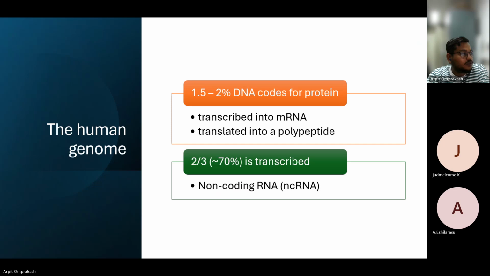Okay. As we know, the human genome has a lot of DNA base pairs. Only 1.5 to 2% of that codes for protein, and around two-thirds of the genome, which is around 70%, is transcribed into RNA. This 1.5 to 2% of DNA is transcribed into mRNA, which eventually gives rise to a polypeptide. The rest is generally not transcribed into mRNA, but into non-coding RNA.